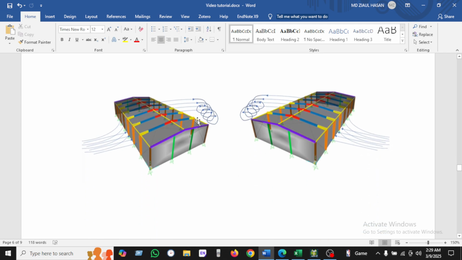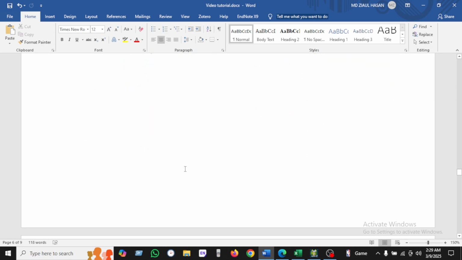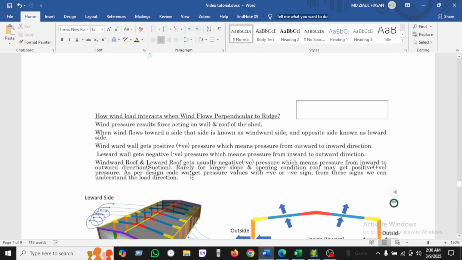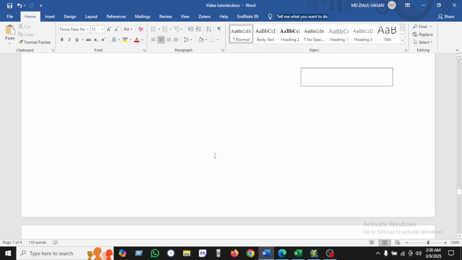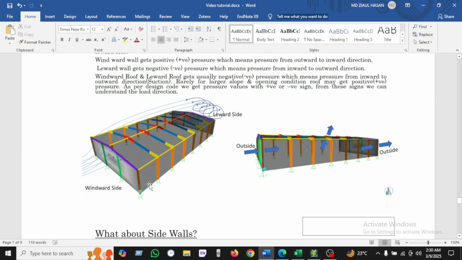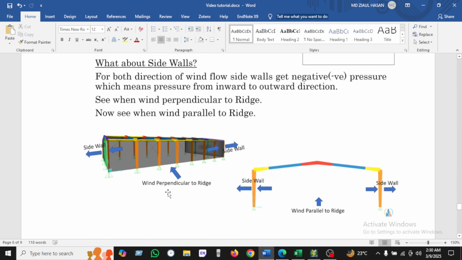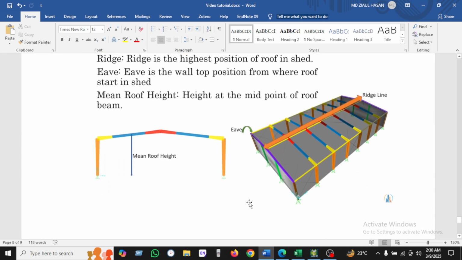We can see here the wind is coming here and going in this direction. I also explain this is taken from Decode BD, and I must reference them. This is the windward, and this is the leeward, the opposite side. This is the outside. We can see if pressure goes there, then that will be outside. There's the side wall also.